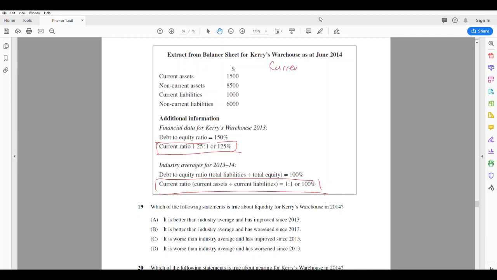So current ratio equals current assets over current liabilities. So let's sub this in. Current assets equals 1500 over current liabilities 1000 equals 1.5 to 1. That is our answer for 2014.